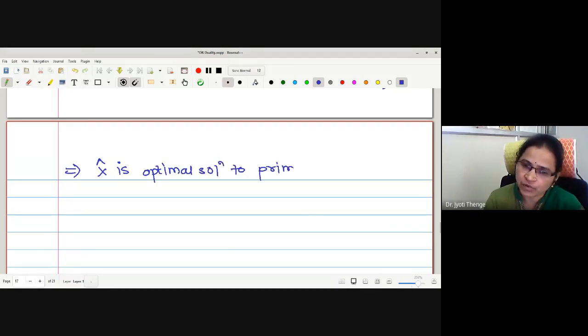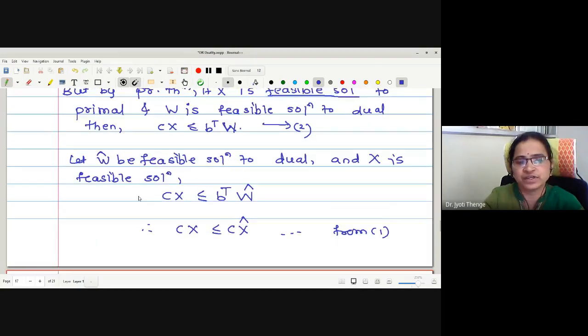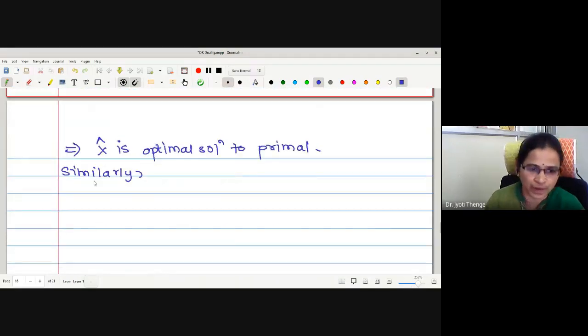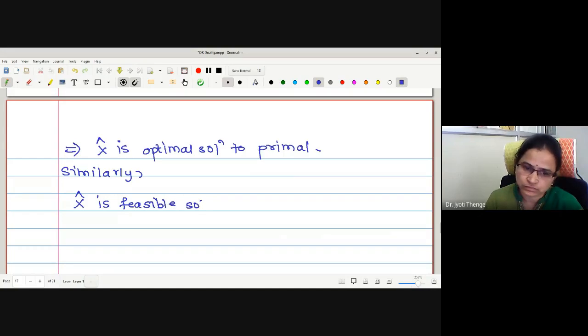Similarly, here we started with W cap a feasible solution to the dual and x a feasible solution to the primal. Now I will do the reverse. I will start with x cap a feasible solution of the primal and W any feasible solution to the dual.